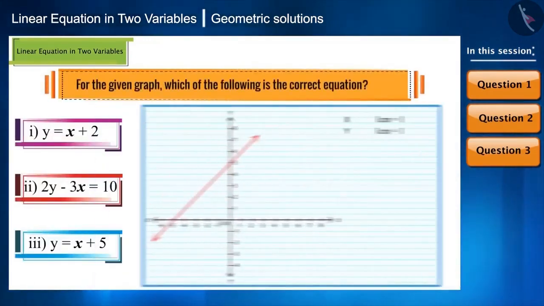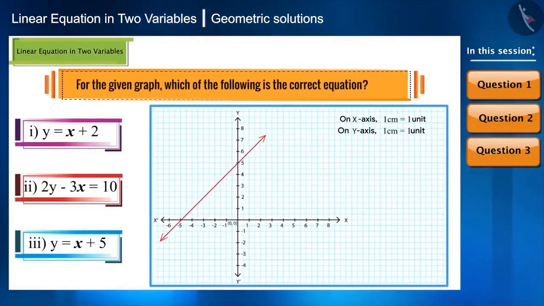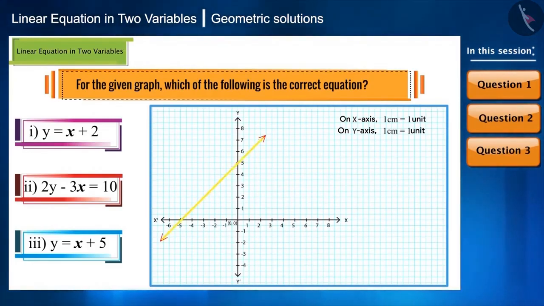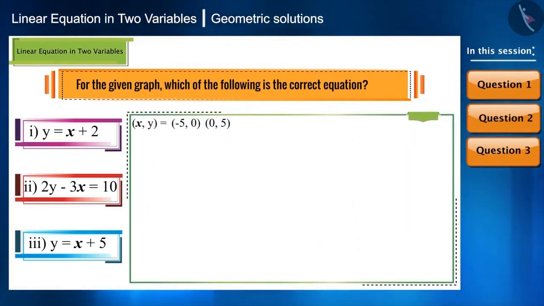For the given graph, which of the following is the correct equation? This is the easiest question. In this question, you should focus on the graph to know the points where the line intersects the x and y axis. Now, place the same values of x, y in all the given equations. Here, the line intersects the x-axis at -5 and the y-axis at 5. That is, we got two coordinates of x, y. That is (-5, 0) and (0, 5).